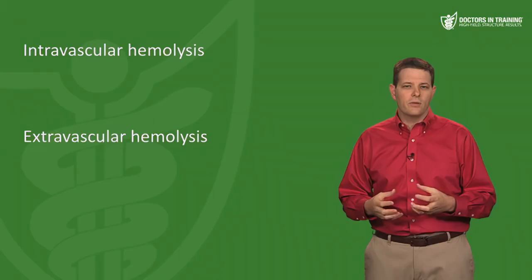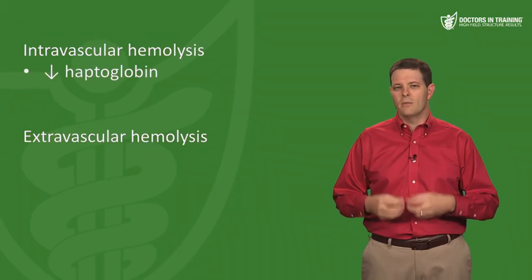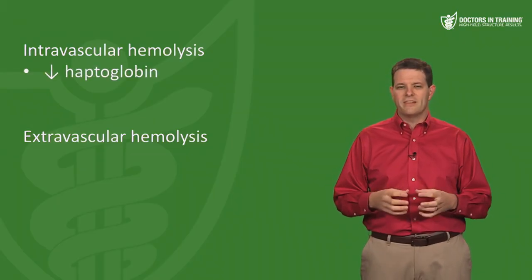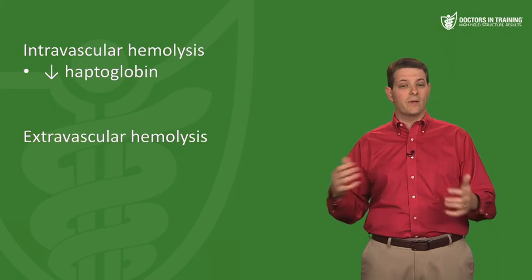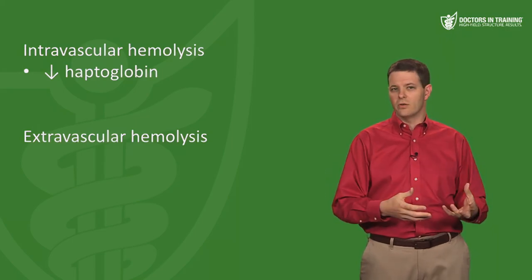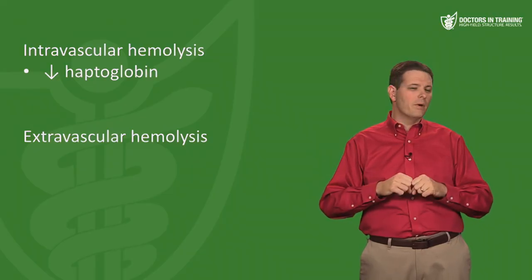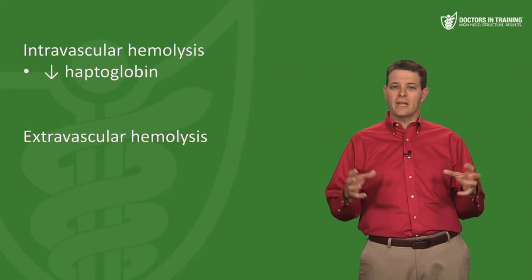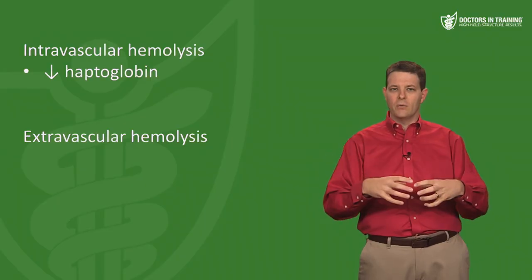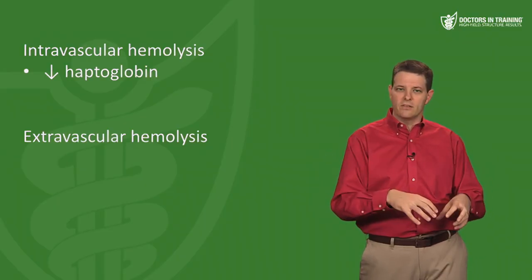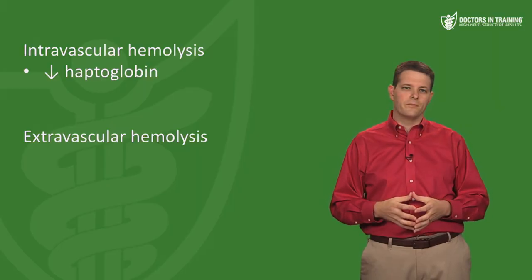So, intravascular hemolysis will lead to decreased serum haptoglobin. Haptoglobin is a circulating protein that binds up free hemoglobin in the blood so that it can be recycled. So, if there's massive intravascular hemolysis and you release a bunch of hemoglobin all at once, the circulating haptoglobin will bind to the hemoglobin, and the free haptoglobin will decrease. So that could be a useful test to order.